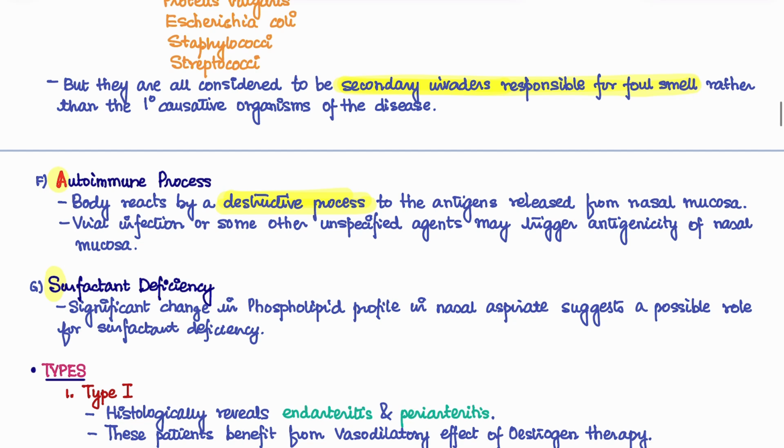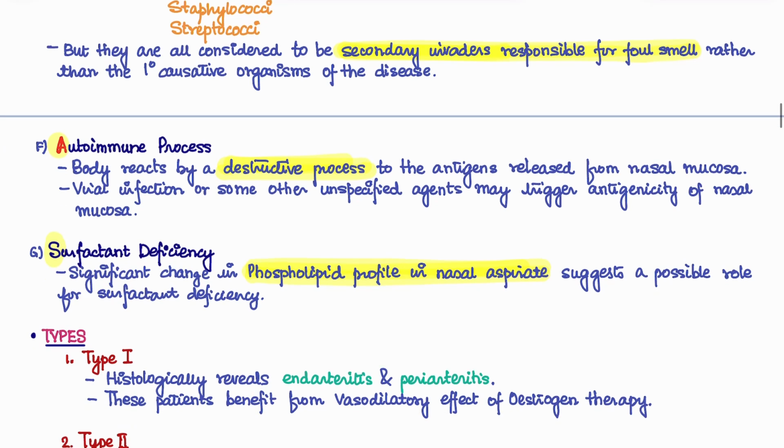The last theory here is a surfactant deficiency. In a lot of cases of atrophic rhinitis, there has been a significant change in the phospholipid profile taken from the nasal aspirate. Hence, it has been suggested there could be a possible role for surfactant deficiency. So these are the 7 theories behind primary atrophic rhinitis, where we do not know the exact cause.